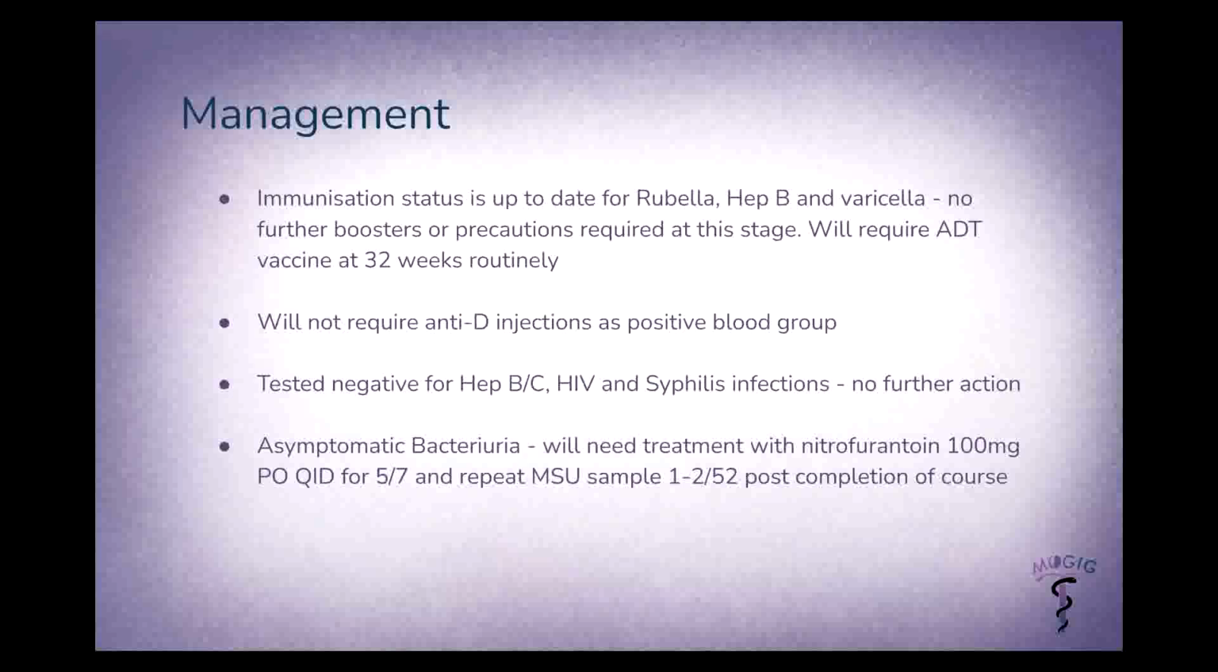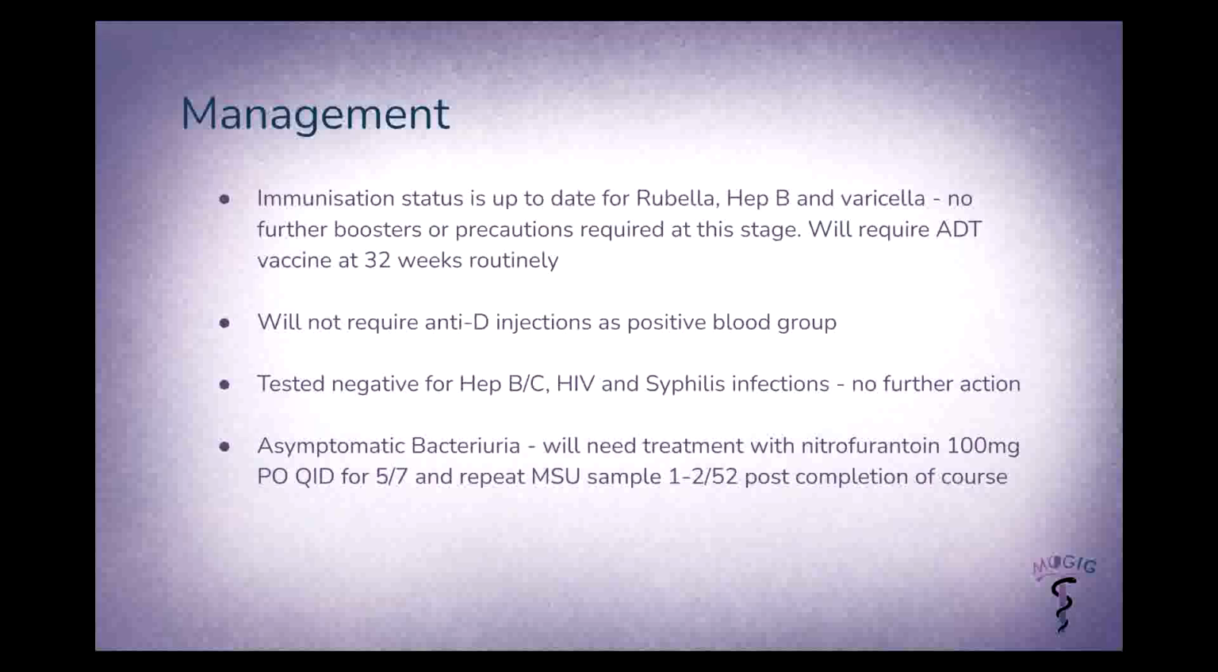You advise her she won't require any anti-D injections as she has a positive blood group, and she's very happy about that. You also tell her that she's tested negative for hepatitis B and C, HIV and syphilis, that no further action is required, and that her immunisation for hepatitis is up to date. You also identify that she had asymptomatic bacteria and tell her that because she is pregnant, she will need treatment with nitrofurantoin, and you give her a script for this.